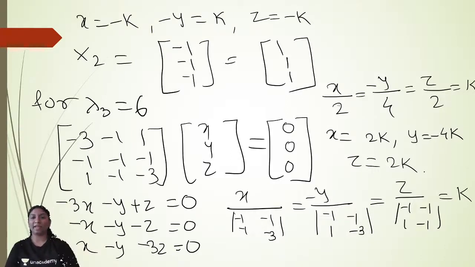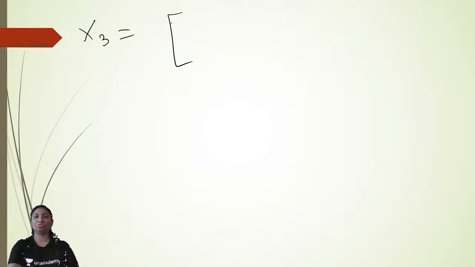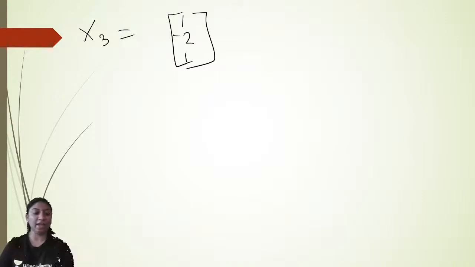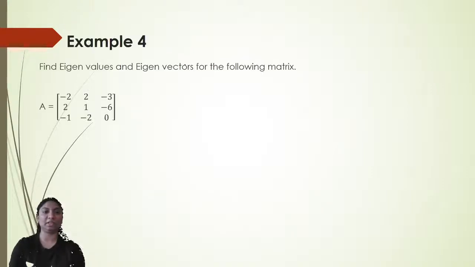So our eigenvector x3 is, if I take 2k common, then it is 1 minus 2, 1. This is our eigenvector when the matrix is symmetric and eigenvalues are non-repeated. Okay. Now we will see the next example.